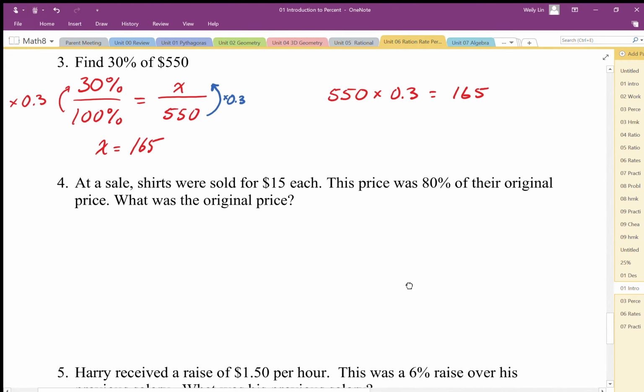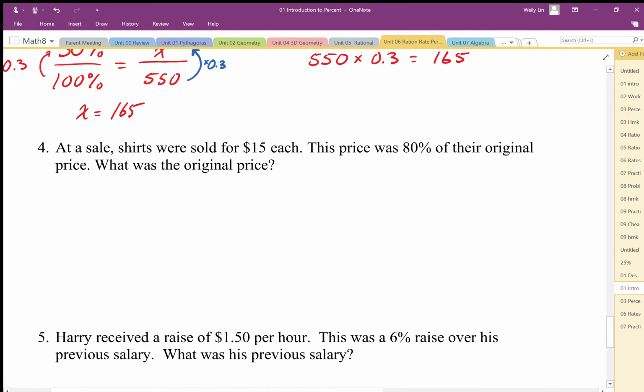For the sale, here we have shirts that were sold for $15 each. This price is 80% of the original price. What's the original price? So setting up my proportion, 80% out of 100. I have to decide, is the $15 part or the whole? So in this case, $15 represents the sale price, so the whole here is my unknown.